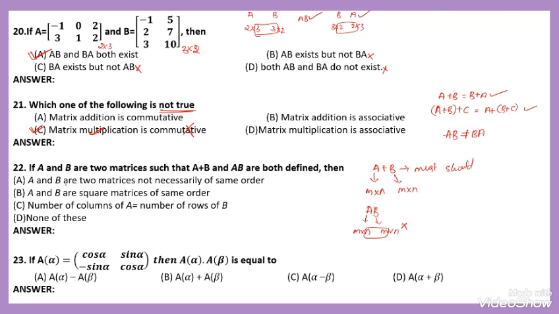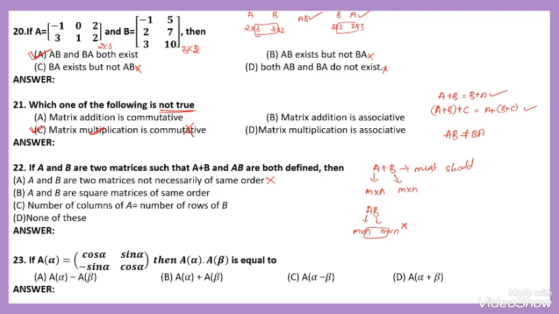If A and B are two matrices, not necessarily of the same order. No. If both exist, the order will be the same. Here, not necessarily means A plus B possible, AB not possible. The option is wrong.